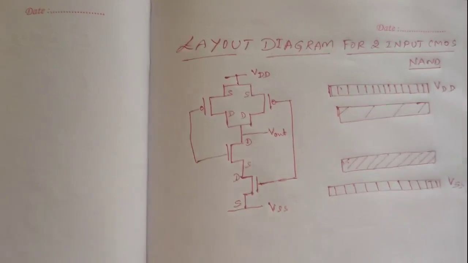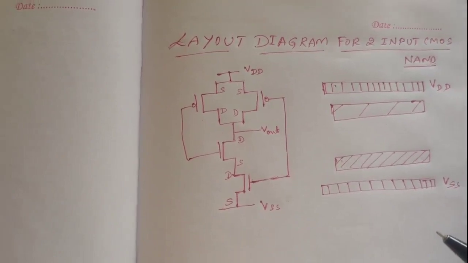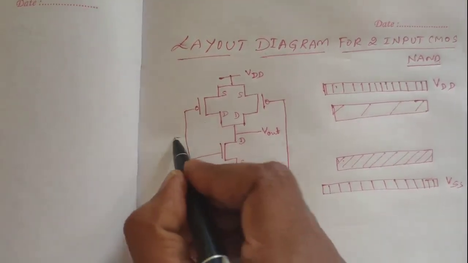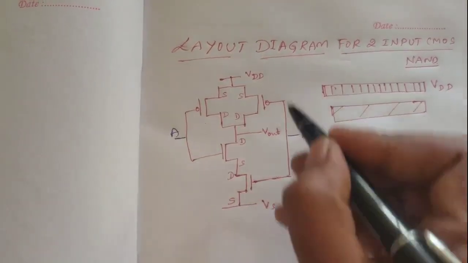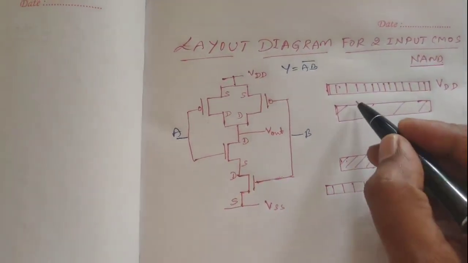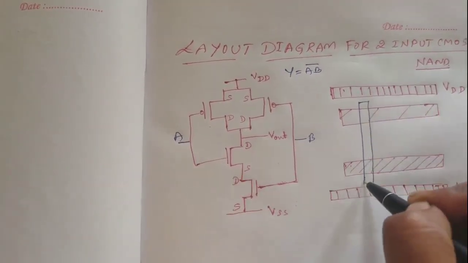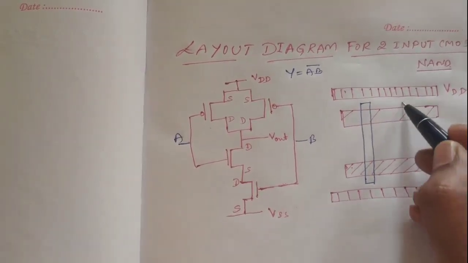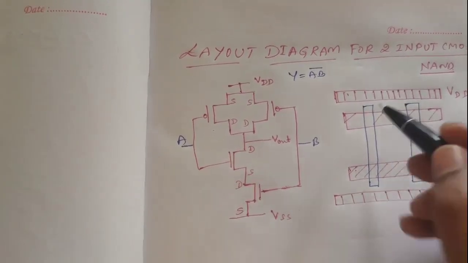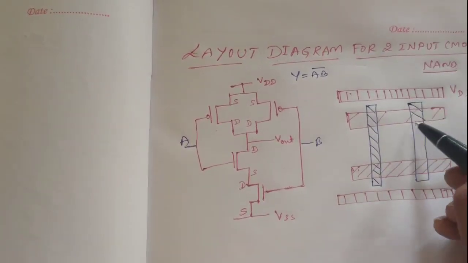Now I will consider the polysilicon. How many polysilicons do you need? The polysilicon is necessary to create the gate layer. So how many literals are there here? I have taken two literals, A and B, because Y is equivalent to (AB) bar. This is the expression for the NAND gate. Now I am supposed to take two polysilicons for the two gates, and the polysilicon shade I will take is just opposite to that of the diffusion layer, like this.